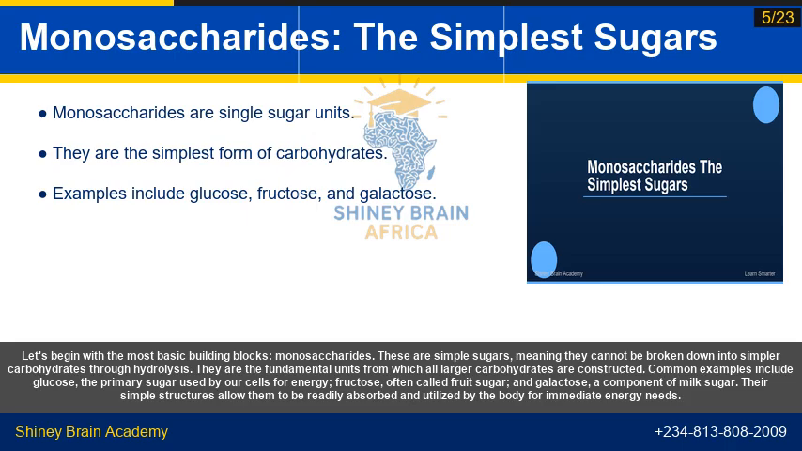Let's begin with the most basic building blocks, monosaccharides. These are simple sugars, meaning they cannot be broken down into simpler carbohydrates through hydrolysis. They are the fundamental units from which all larger carbohydrates are constructed. Common examples include glucose, the primary sugar used by our cells for energy, fructose, often called fruit sugar, and galactose, a component of milk sugar. Their simple structures allow them to be readily absorbed and utilized by the body for immediate energy needs.